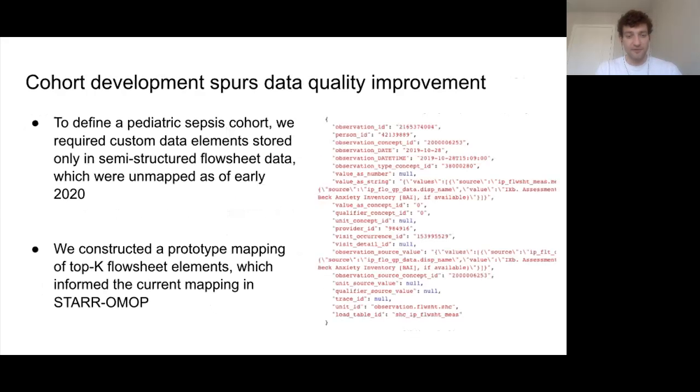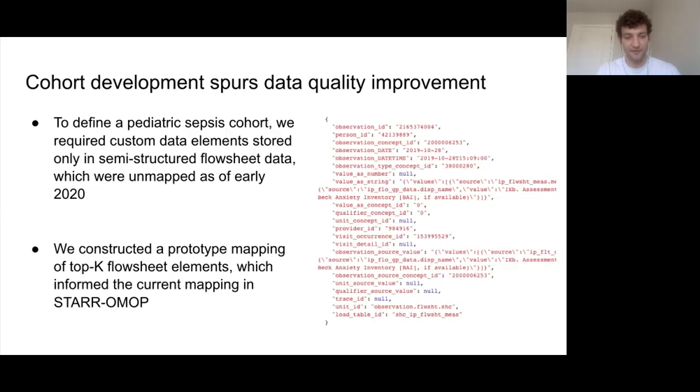Our efforts to build predictive models have also helped improve the quality of the STARR data by identifying upstream limitations. In early 2020, we began an effort in collaboration with Lillian Sung at the Sick Kids Hospital in Toronto to build a predictive model to predict sepsis in pediatric patients. We quickly realized that the data elements we needed to drive the cohort were not stored in standard OMOP CDM concepts, but were rather stored in semi-structured flowsheets that were not easily queryable.